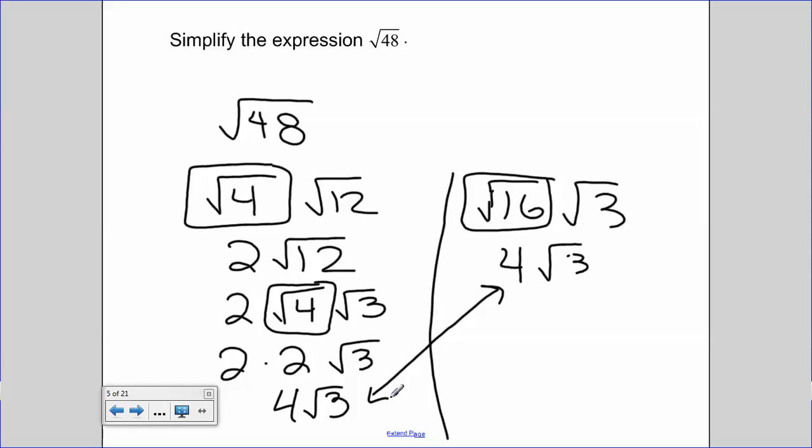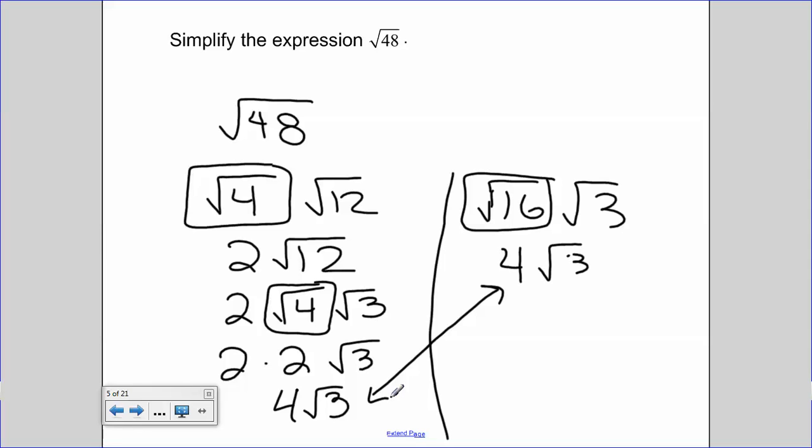Why pick 16? You have to do less simplifying. If you pick the largest factor that's a perfect square, it's going to be easier to get to your answer. Now, if you have trouble figuring out which one it is and you start with the smaller one, that's okay. You just need to make sure that what's left under the radical is completely simplified. Like here I had to keep going with the 12, didn't I? So just stop.